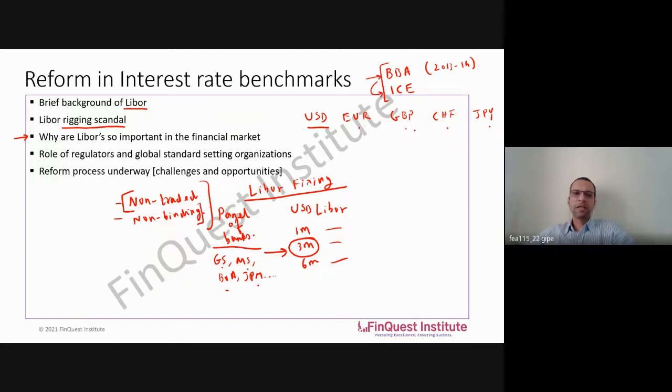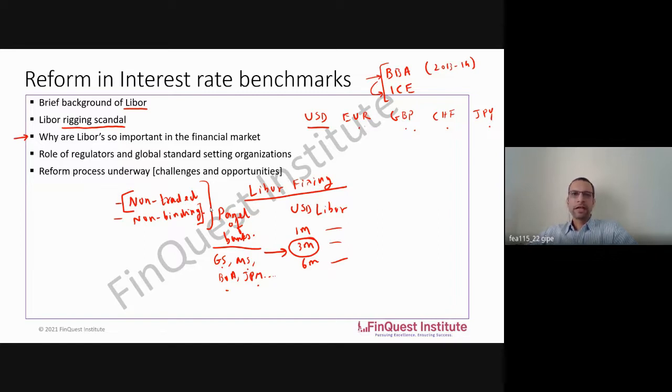So maybe one of the panel banks may quote one value for LIBOR, but they may actually trade at some other rate. That is, whatever rate they quote is non-binding. So that way, the LIBOR rate was non-traded and non-binding in nature, which opened up a chance of rigging that rate, which was definitely done by a few traders. Of course, subsequently there were legal proceedings. Those banks were fined, those traders were fired, etc. That followed. But in that confusion, the market lost confidence in LIBOR, or the market realized that the credibility of LIBOR is questionable.